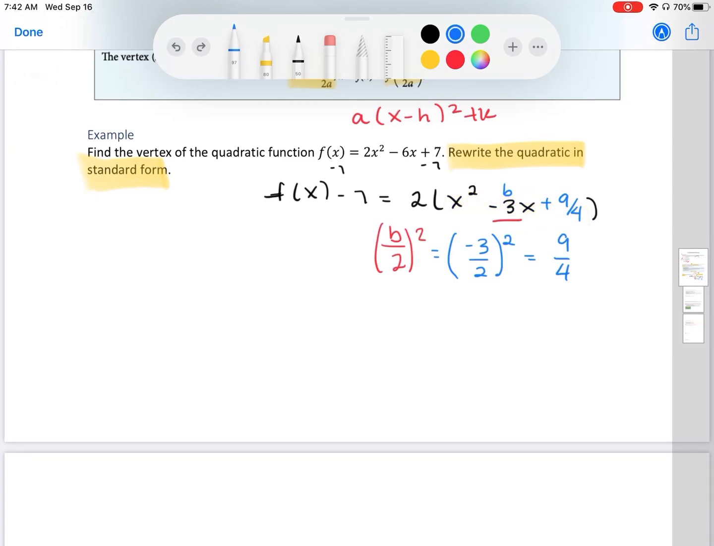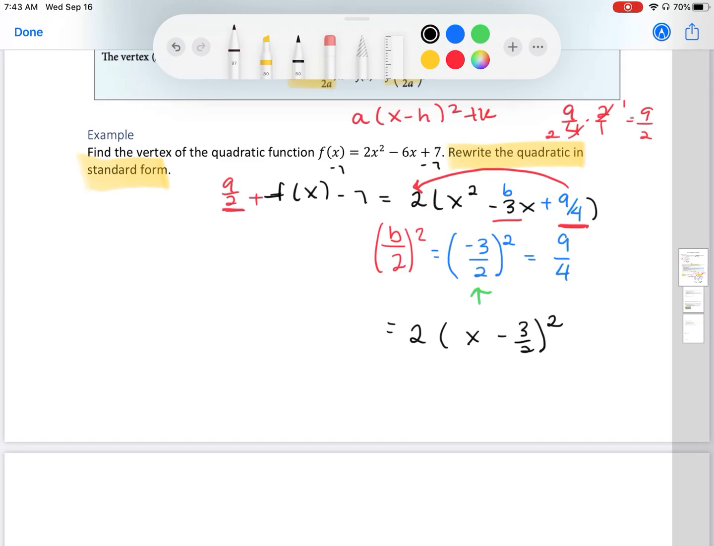Now, a hint, especially when you have fractions, it's always the number you have before you square. So this factors to be 2 times x minus 3 over 2 squared. We added that 9 over 4, but when you add to one side of the equation, you have to add to the other side as well. Now, because it's within parentheses, I have to multiply it to the number on the outside. So 9 over 4 times 2, well, that just gives me 9 over 2.